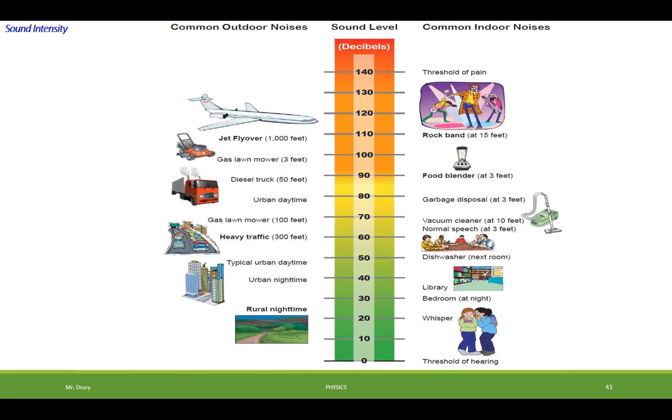And here's a relative chart that you might find interesting about different decibel levels, and some ideas, like a jet fly over at 1,000 feet, how many decibels that would be. This is pretty good, I like this one a lot better because it actually tells you how close you are to it. For a gas lawnmower, 100 feet away, it's around 70 decibels. But obviously, if you get a lot closer to it, it's going to be a lot louder.